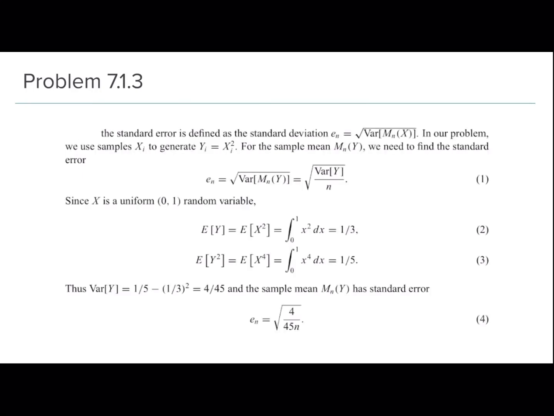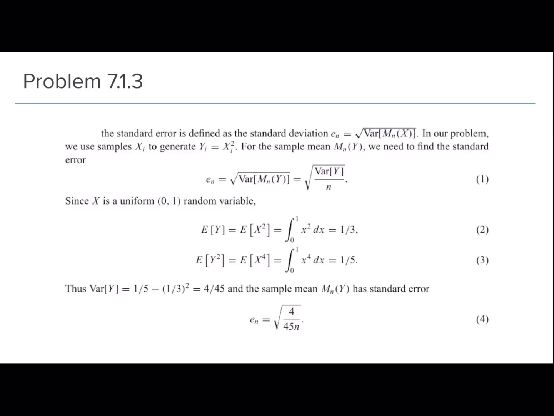So basically what we have is the standard error is equal to the standard deviation of Mn of Y, which is equal to the root of the variance of Mn of Y, and the variance of Mn of Y will be equal to the variance of Y divided by n, and n over here we know is equal to 50. So we know about X that it is a uniform random variable distributed between 0 and 1. So now we want to find the expectation and variance of Y.